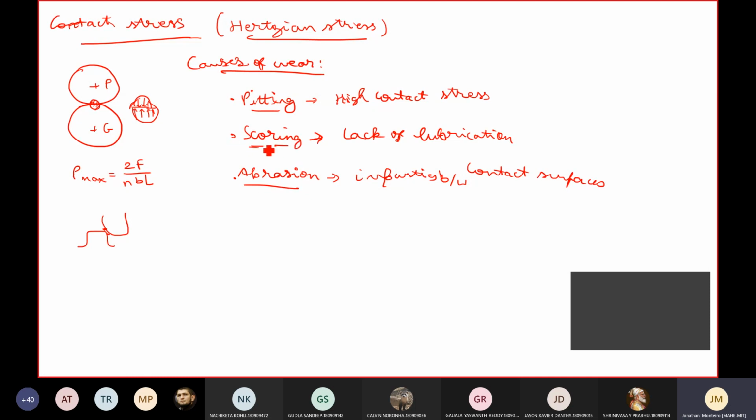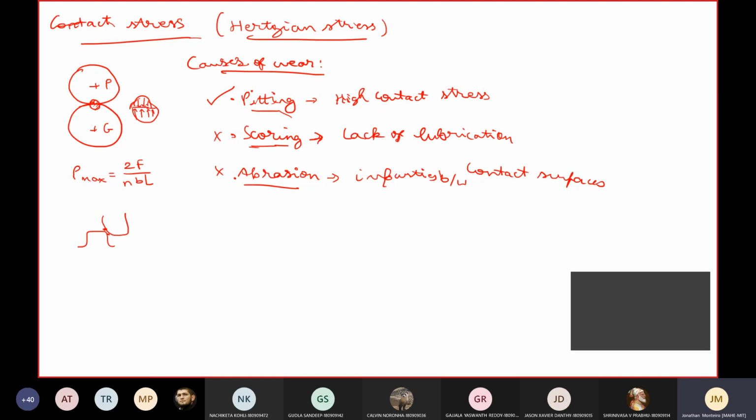Usually in gear design, we neglect these two, because the chances of this happening are very less. But this is the highest form of failure. So we can say that most of the failure occurs due to pitting.